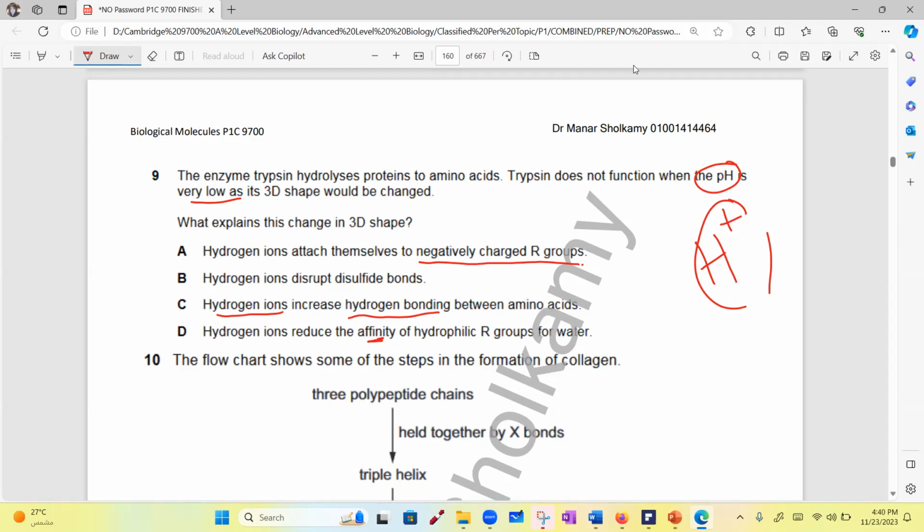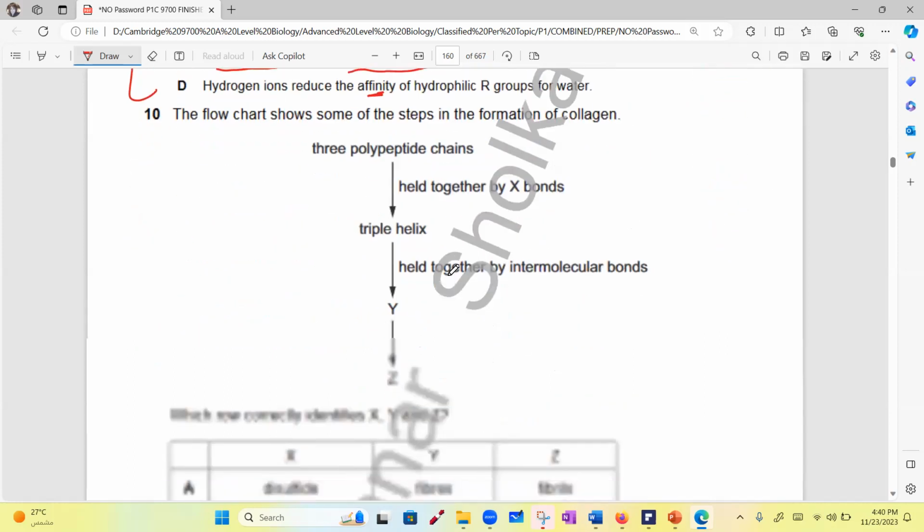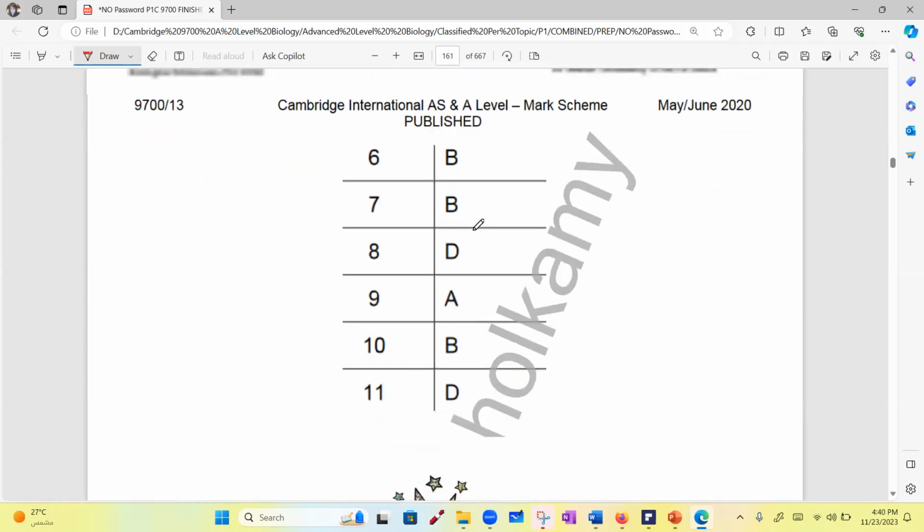By the way, this question depends a little bit on your critical thinking, logic. Hydrogen ions are positively charged. So they will bind to what? Negatively charged R groups. Very good. They will bind to R groups that are negatively charged. And we know that the R groups and their binding determine the 3-dimensional shape of the enzyme. When these hydrogen ions bind to the R groups, the enzyme will not be able to form a precise 3-dimensional shape. So the answer should be A. Okay, let me see if the answer is A. Yes, it's A.